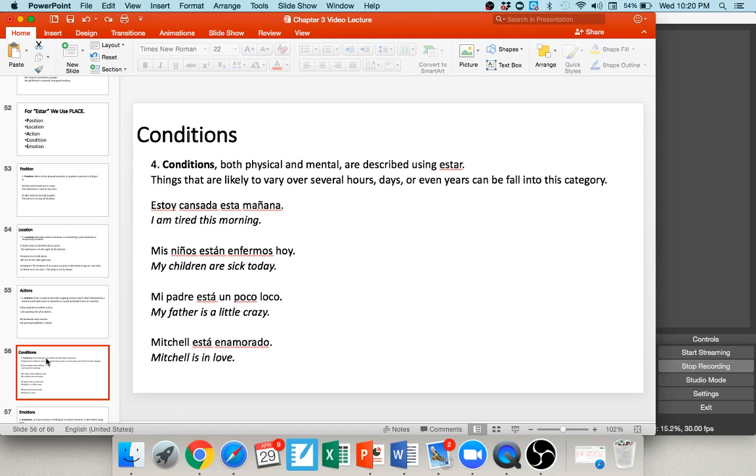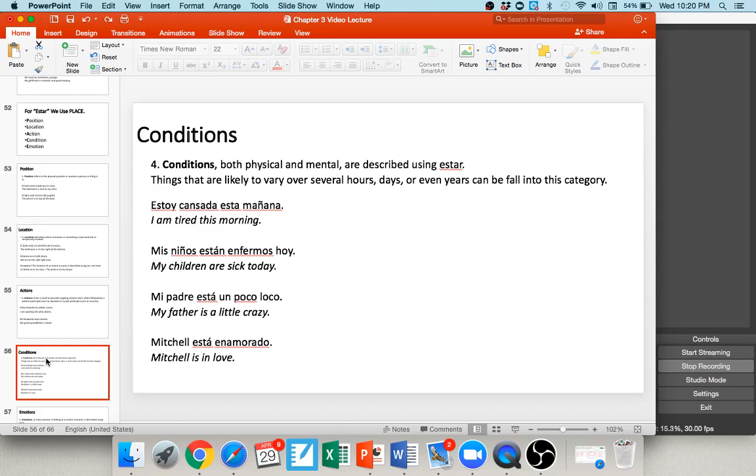Another example, mis niños están enfermos hoy. My children are sick today. Well, they're not always going to be sick. They're just sick right now. That's their condition. So I'm using estar. Mi padre está un poco loco. My dad's a little crazy. Just temporarily, though, not always. Love is also seen as a condition. So Mitchell está enamorado. Mitchell's in love. It's a condition. So these refer to both physical and mental conditions.